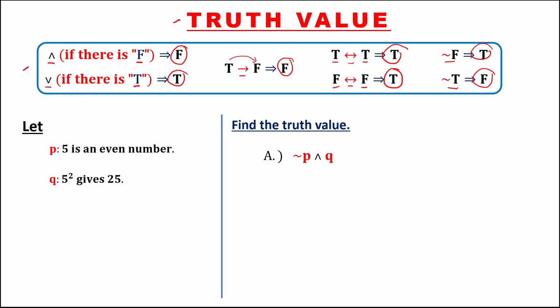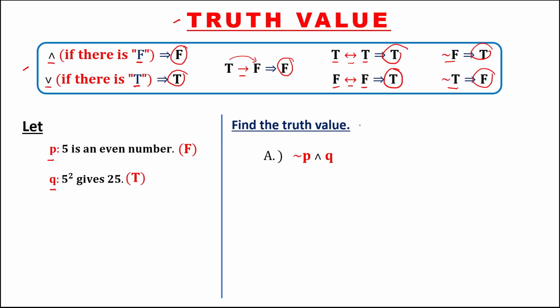So for this given, to find the truth value, first, from the given two statements, we need to find the truth value for every statement. So for P, 5 is an even number. Since 5 is not an even number because 5 is an odd number, therefore the truth value of P is false. Then for Q, 5 squared gives 25. Since 5 times 5 is equal to 25, therefore the truth value for Q is true.